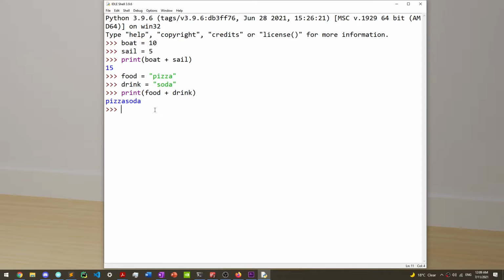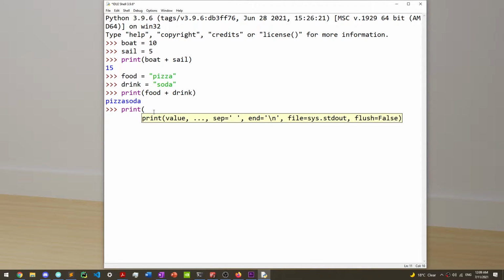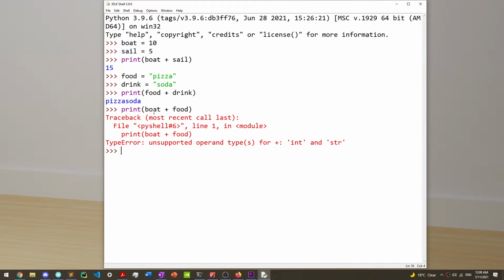Now what happens if I try to add a number and a string together? Well, let's check out what happens. So we're going to do boat plus food. And what this gives me is an error. It says unsupported operand types for plus: int and str. Now, the reason this is happening is because we can't add a string and a number together.